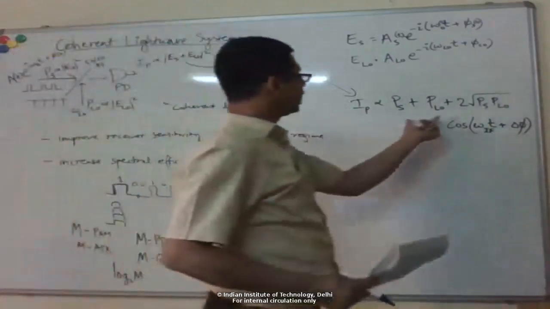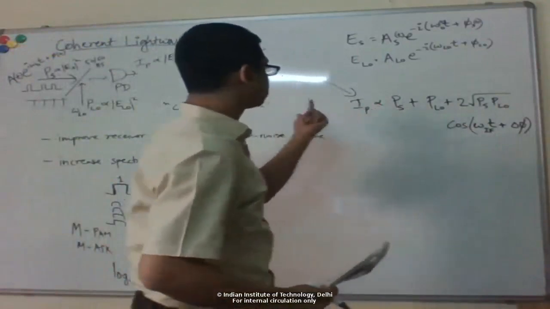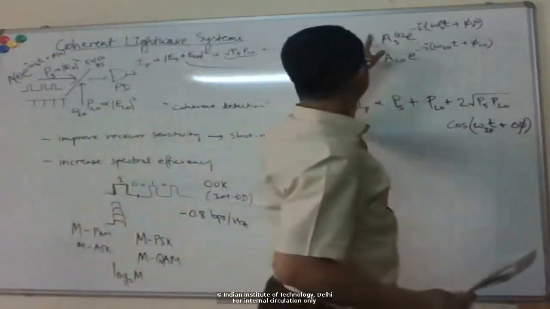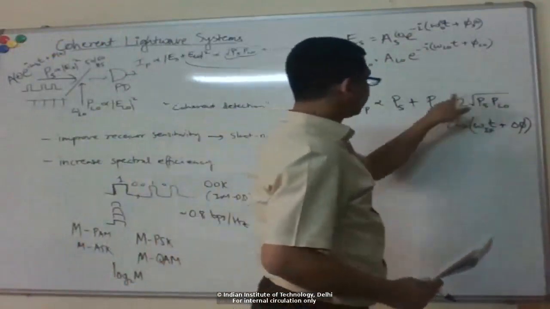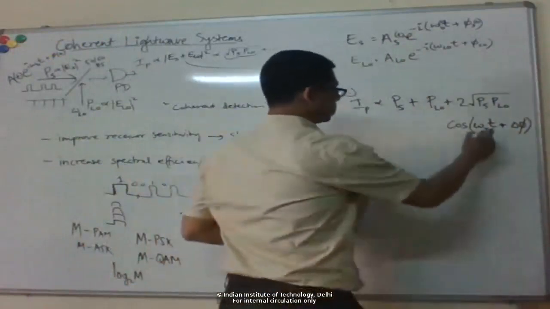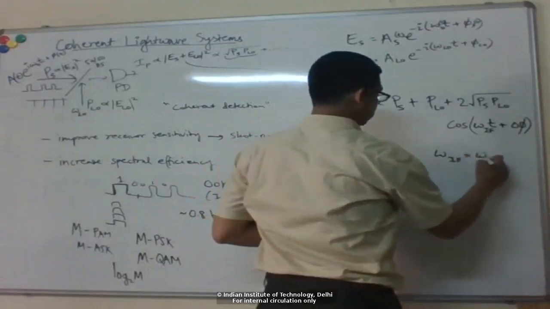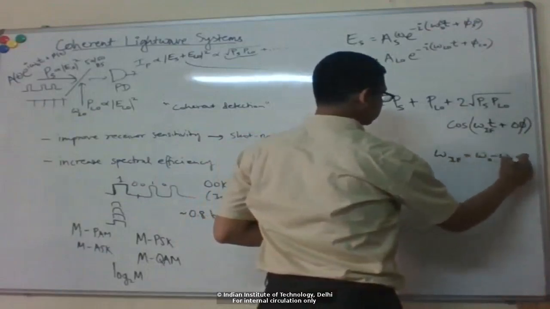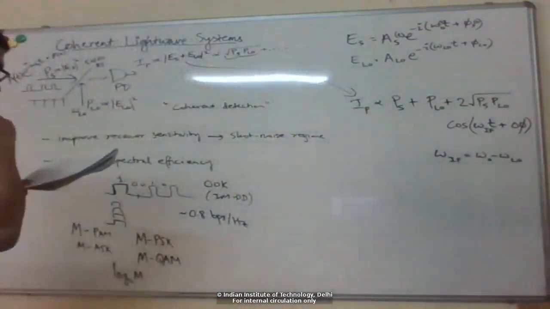So these two are DC terms. They don't depend on time because we're taking the mod square of ES and of ELO. The only time dependent term is this cross term. So this omega IF is the difference between the local oscillator and the carrier frequency from the transmitter.